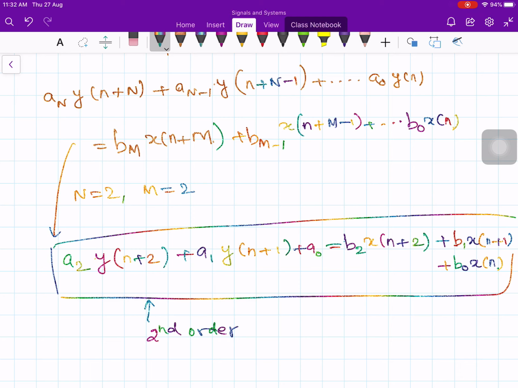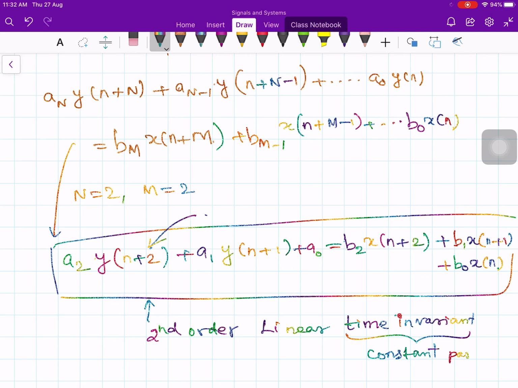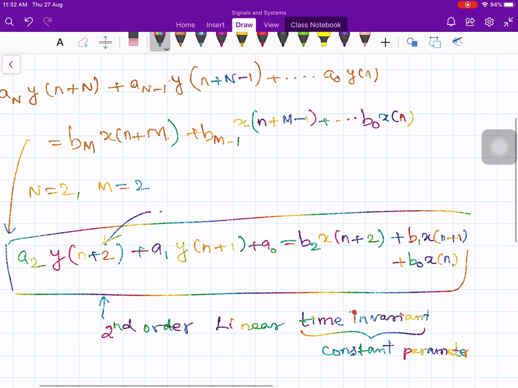Why is it called second order? Because the highest difference is 2. Second order linear time invariant or constant parameter. Time invariant is also called a constant parameter system, but we will use time invariant discrete time system.